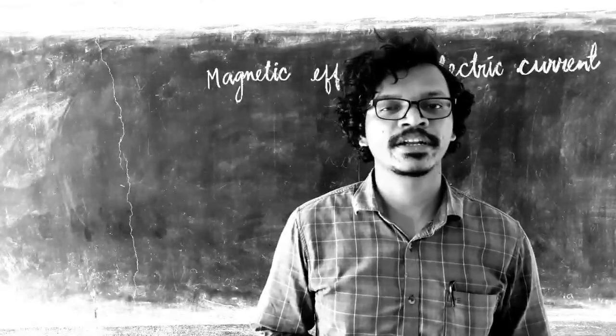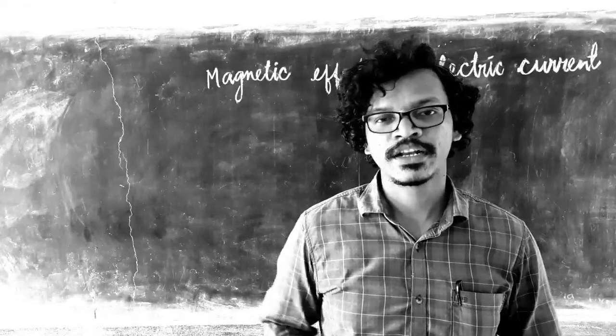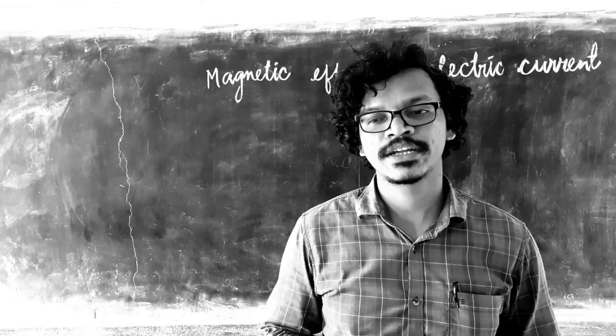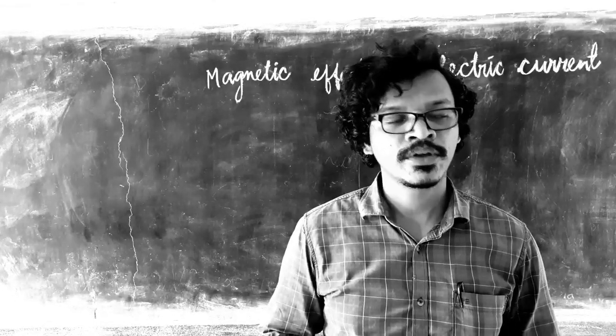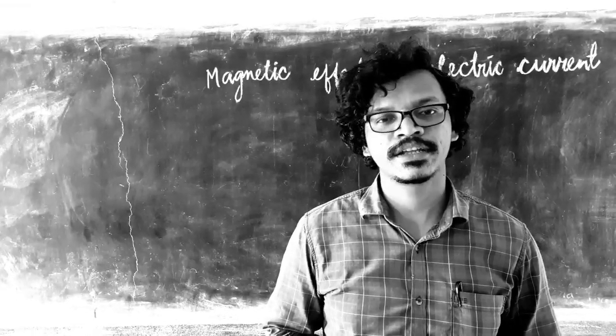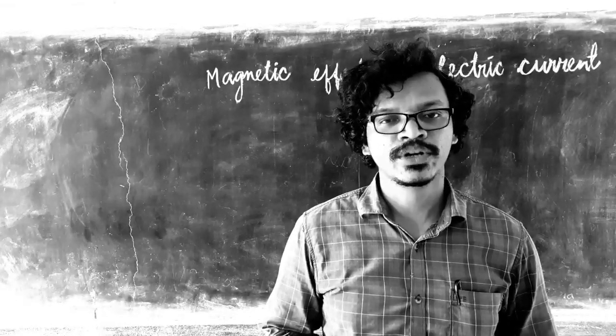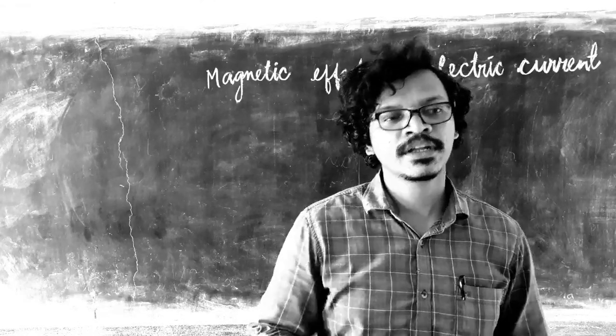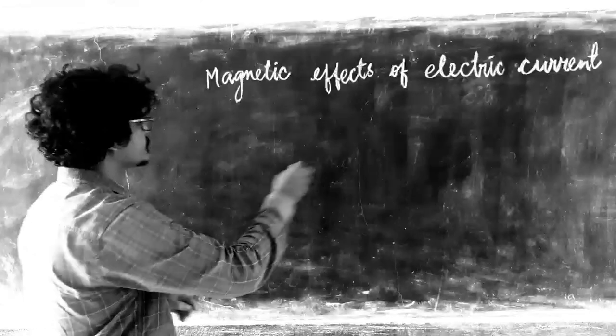Today we will see the magnetic effect of electric currents. Till now we have seen what electric current is, what the heating effect of electric current is, how we use electric currents, and different types of circuits. Today we will see whether there is any magnetic effect of electric current, and what it means. Let us see one activity.